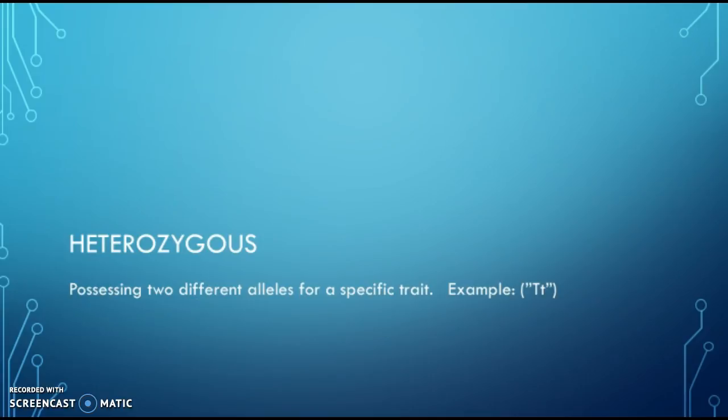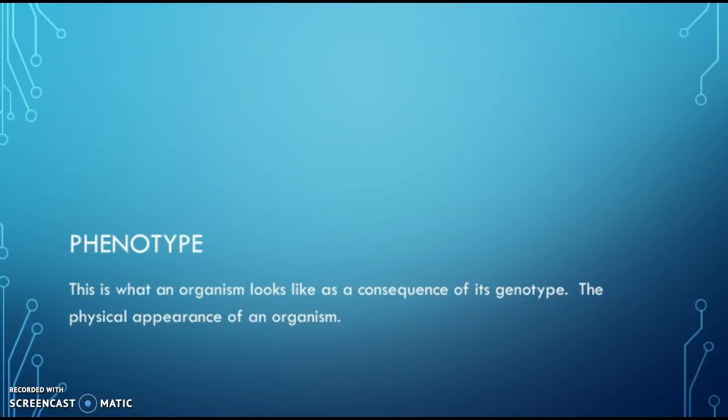Heterozygous: possessing two different alleles for a specific trait. Example: capital letter T and lowercase letter t. Phenotype: this is what an organism looks like as a consequence of its genotype, the physical appearance of an organism.